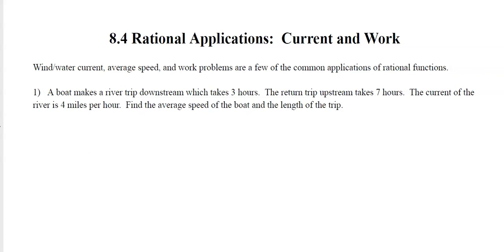All right, 8.4, rational applications. We're going to look at a couple types of popular questions where you use rational equations. One involving current, like wind or water current, tailwinds, upstream, downstream. And then some work problems where you have people working separately or people working together on a job. So let's jump right into it.